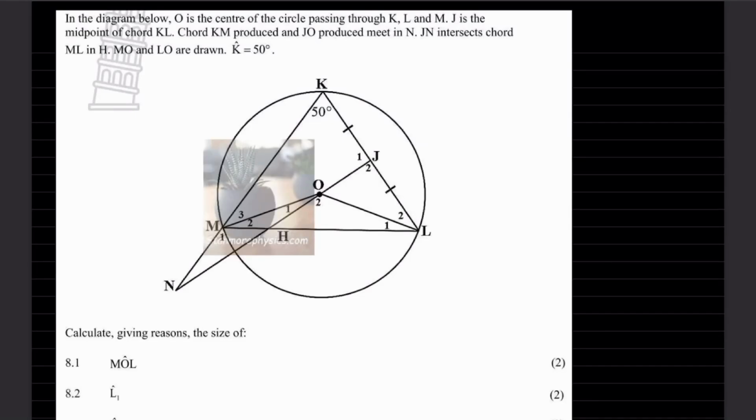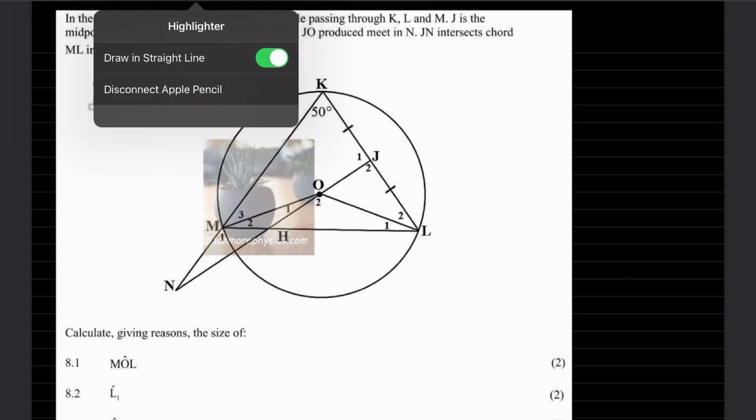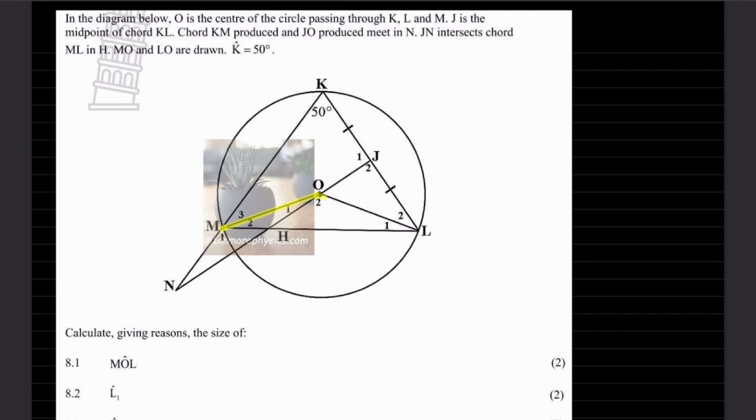Let's take a look at this Euclidean geometry question. We've been given a diagram with some information, and they've given us some questions. Question reads, calculate, giving reasons, the size of MOL. Now MOL is this angle right here. That is an angle at the center, and so we should be looking for the angle at the center theorem.